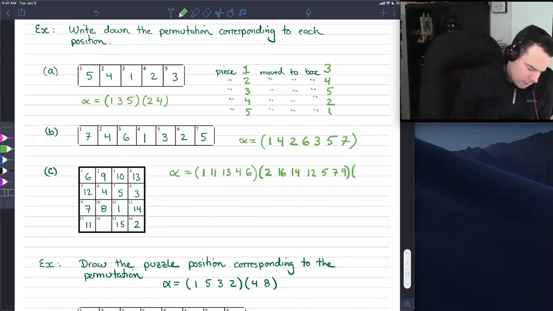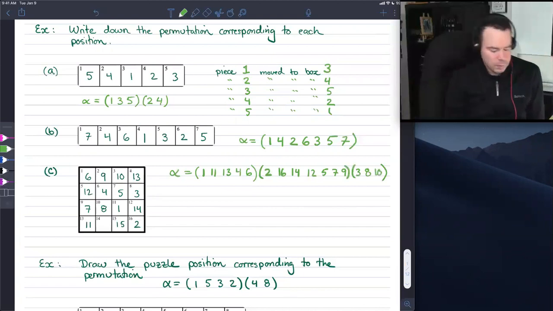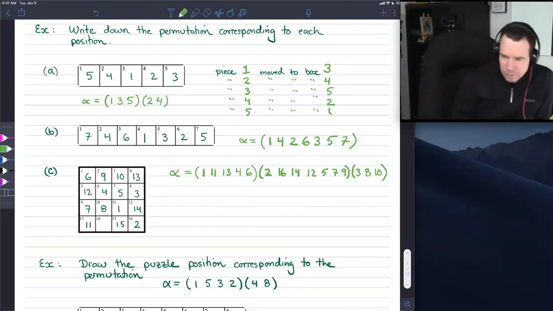The next smallest number that I haven't used yet is 3. 3 has gone to 8. 8 has gone to 10, and 10 has gone to 3. That closes it off. Now I have to think, do I have them all? First, quick count of all the numbers. So I've got 5, 6, 7, 8, 9, 10, 11, 12, 13, 14, 15. 15 numbers there. So there's one number that's missing.